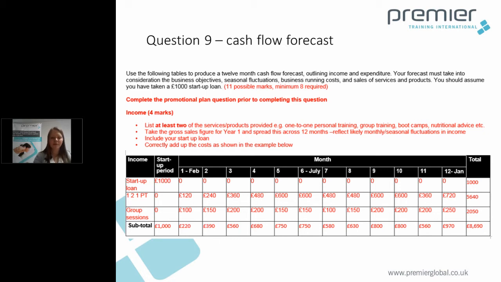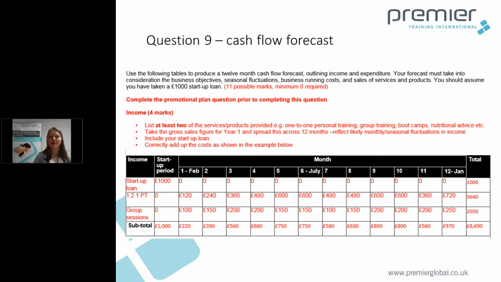For the remainder of the 12 months of your cash flow forecast, you need to consider spreading your cost per month across to meet your annual target. So if you have targeted to reach £10,000, we would hope to see that your cash flow forecast gives you that £10,000 at the end of the year. But you do need to take into account business growth and seasonal fluctuations.